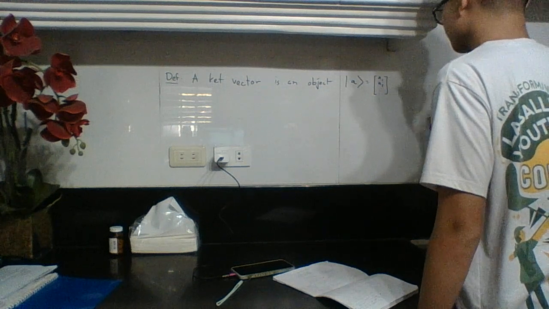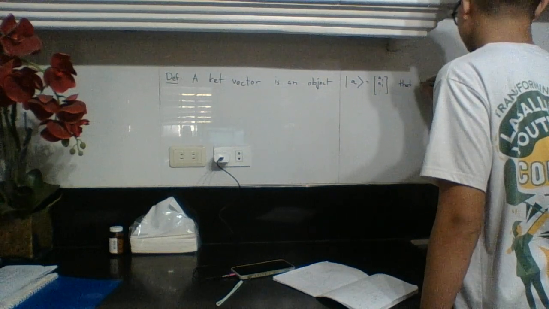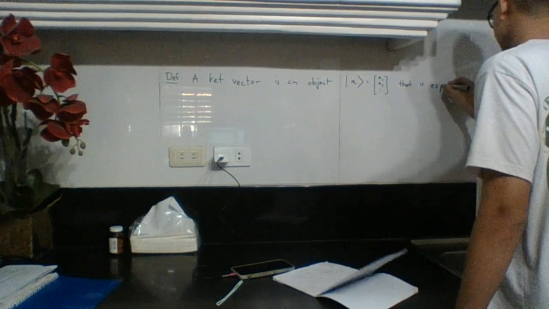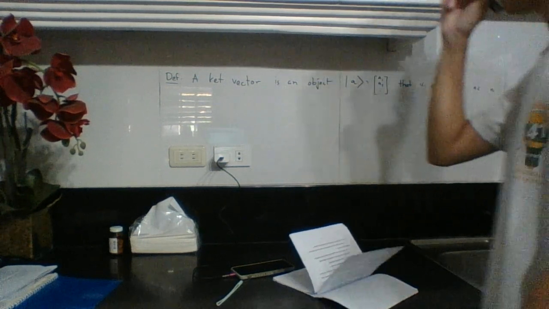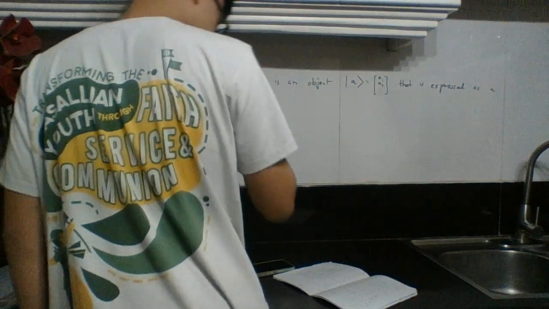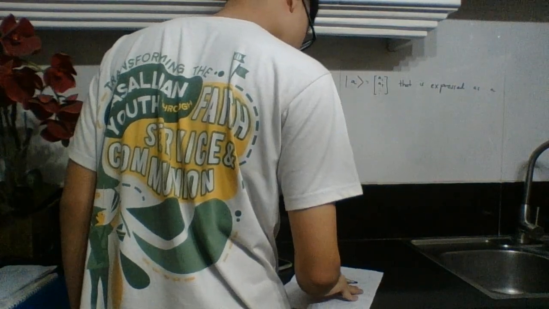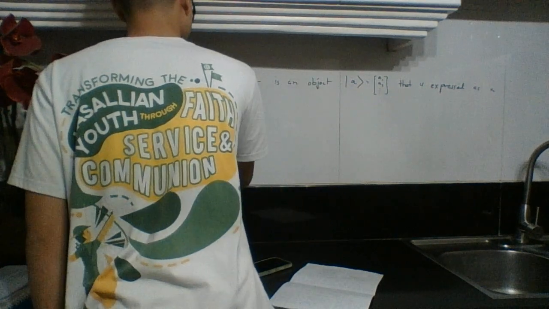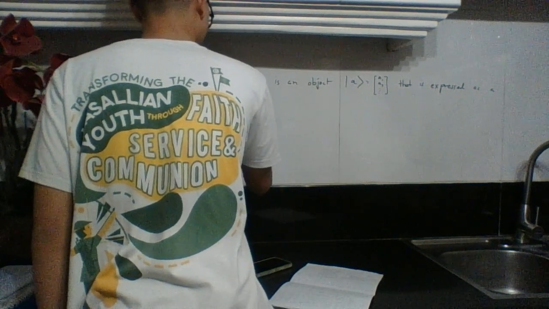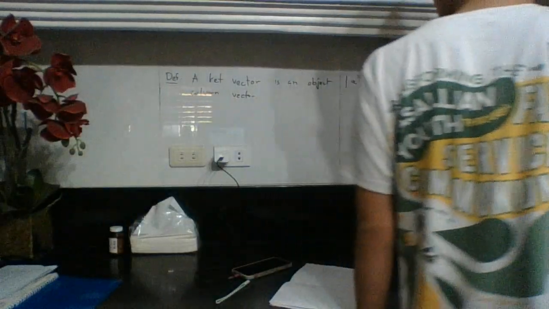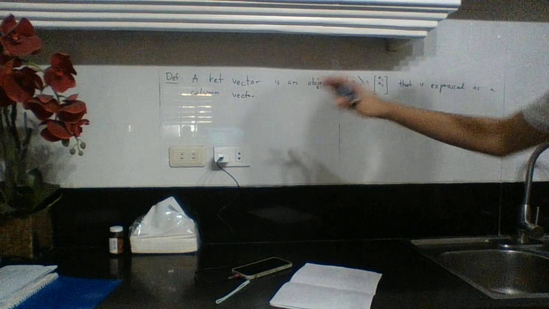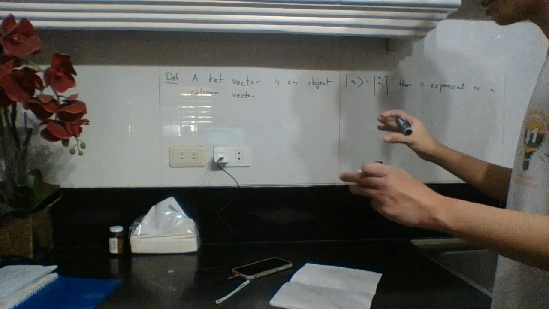So it is an object that is expressed as a row vector, or a column vector. Sorry, column. This is a column and this is a row. It's a column vector. Okay, so it's a little bit of math before we get into the physics of it.